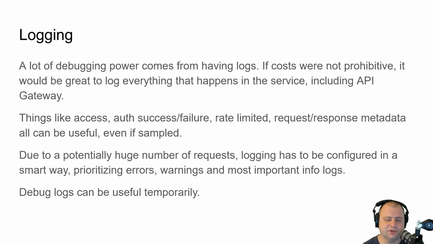And due to the potentially huge number of requests, logging has to be configured in a pretty smart way. Probably want to prioritize errors, warnings, and only the most important info logs. And then debug logs can be used temporarily. Maybe if you have some weird bug, you can redeploy a service with debug logs enabled, or maybe even just change a config if it can pick it up in real time. So yeah, that's going to be it for API gateway.